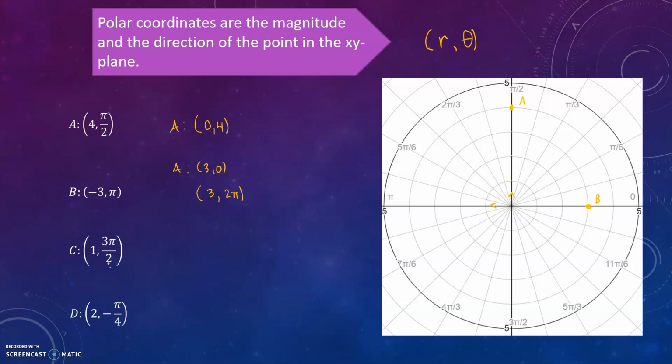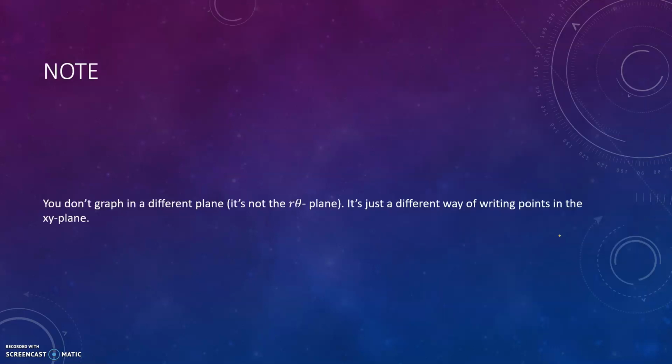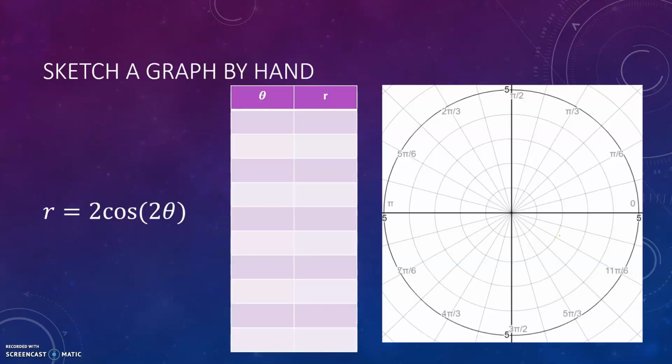All right, point C is going to be at point in the 3 pi over 2 direction and then go 1 unit, so here's point C. And then point D, we would point in the negative pi over 4 direction, and then we're going to go forwards 2. So that's just a review of how polar graphing works. Notice that we're not graphing in a different plane. It's the same plane. It's just a different way of describing those points. It's still in the same XY plane that you're used to.